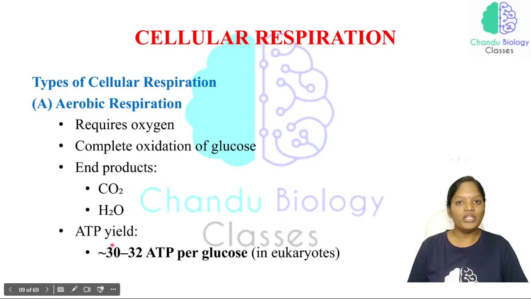So how many molecules of ATP are going to be released per glucose in eukaryotes? In eukaryotes, per glucose we are getting approximately 30 to 32 ATP. So this is very important.